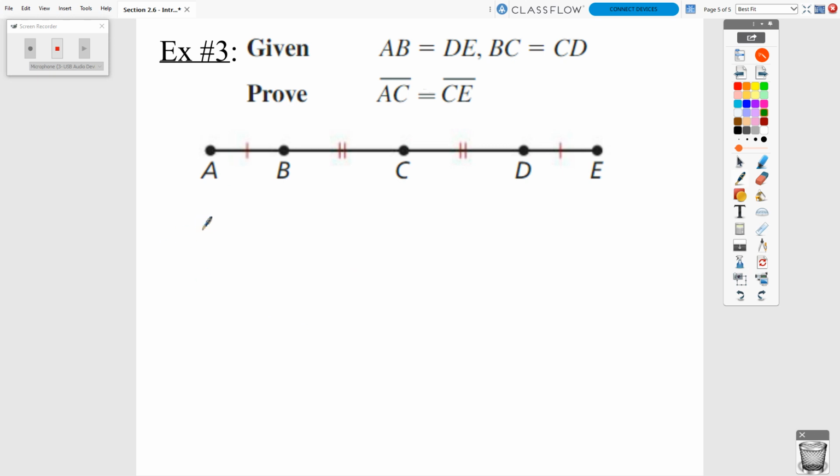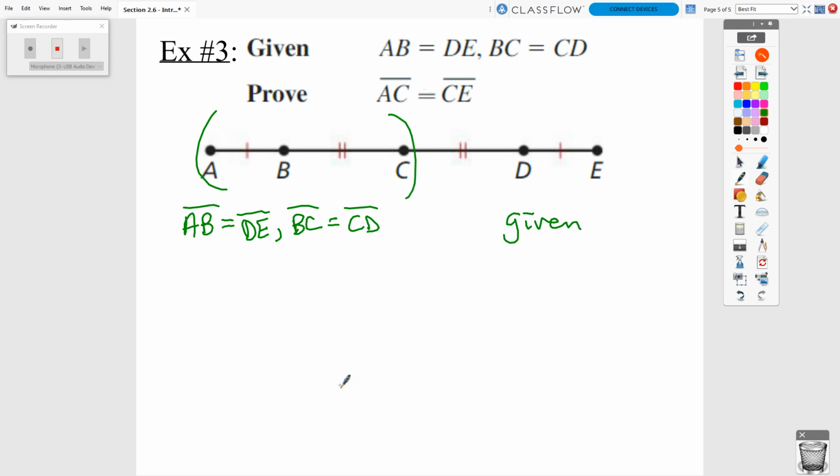So let's start with our given. So segment AB is equal to segment DE. And then I'll just kind of use the comma notation here. Segment BC is equal to segment CD. That was given to us. Okay. So now, keep in mind, we're trying to talk about segment AC altogether, right? And so it would be kind of helpful if we could talk about some sort of segment postulate that we've referred to in the past.